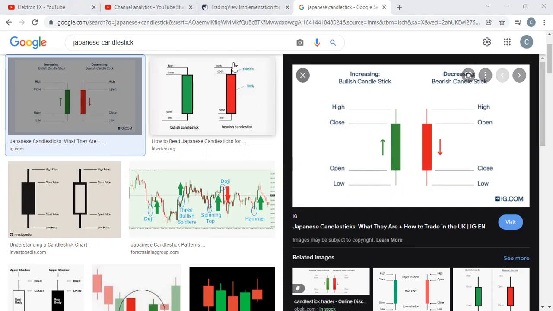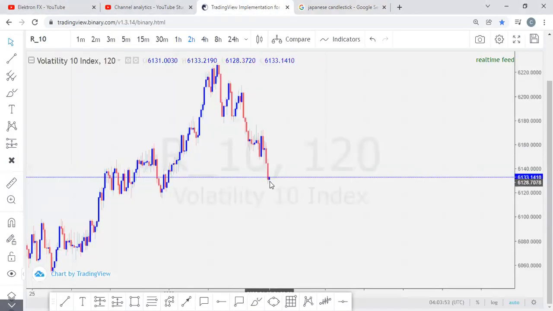Right. So you can see in the real chart here, this candle opened down, and look, it's going up. Can you see how it's moving up? For this red candle, it opened there and it closed there. Now this one has opened and it's trying to go up.